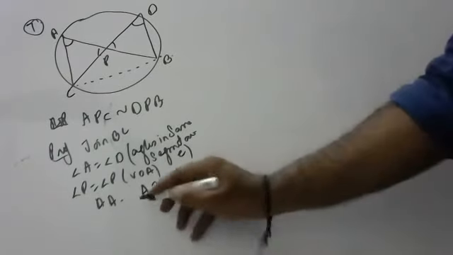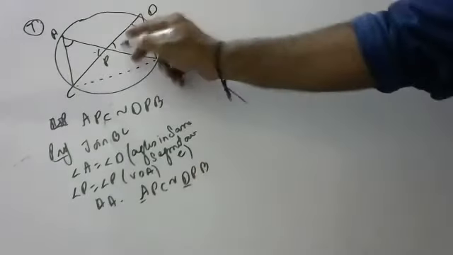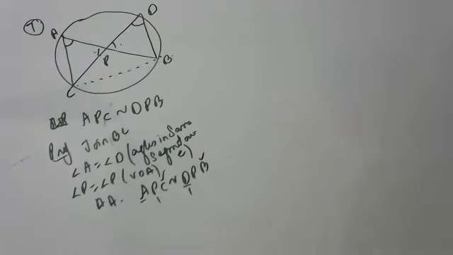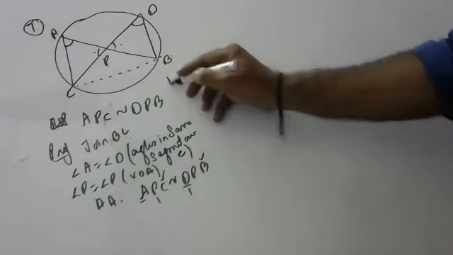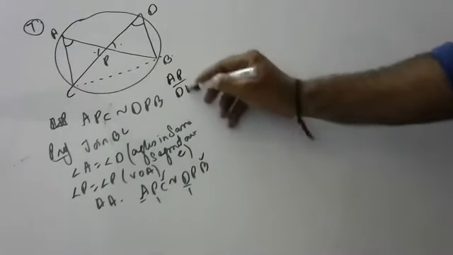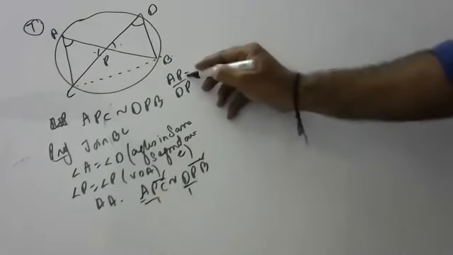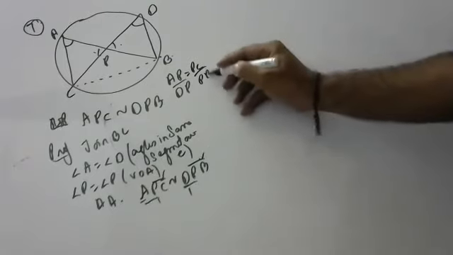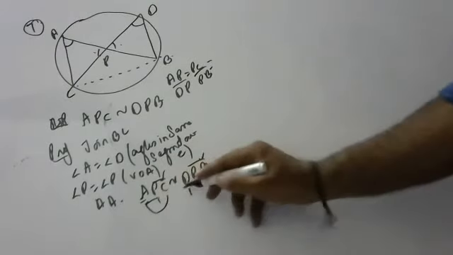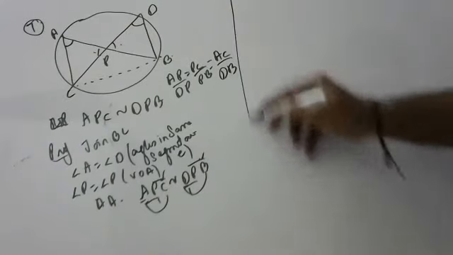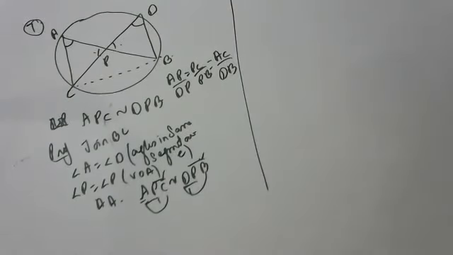Let's check. AD cut, BC cut, and the rest automatically. If anyone asks CPST, what will you write? AP by DP, equal to PC by PB, equal to AC by BD. Very easy. That's why I told you.